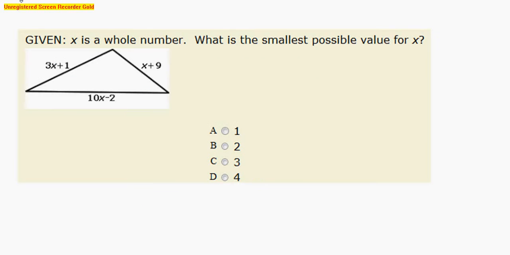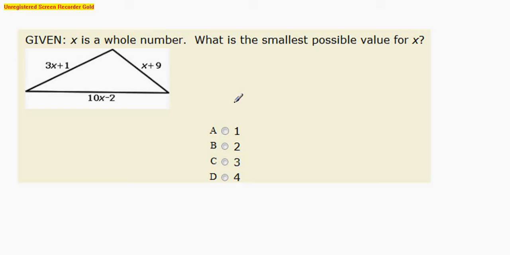So let's look at another type of AIM problem, and this is the one that's on the practice AIMs. So this is probably a good one to try here. Let's see what it says. It says, given x is a whole number. A whole number, if you remember, is 0, 1, 2, 3, 4, so the positive integers. What is the smallest possible value of x?